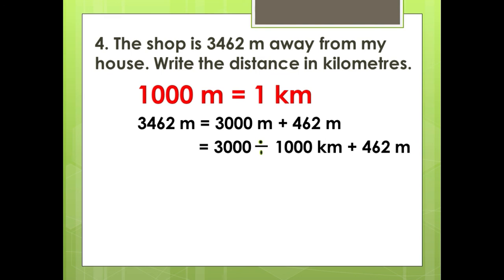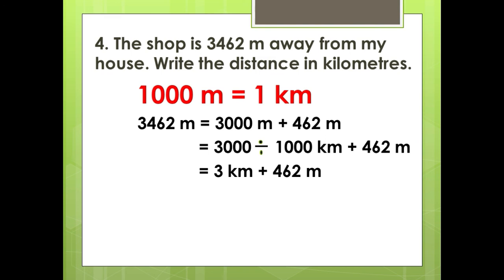See here why we are dividing by 1000? Because 1000 meter equals 1 kilometer. So only we are dividing by 1000. So 3000 divided by 1000 is 3 kilometers. So 3 kilometers plus this 462 meters that came as it is. So 3 kilometers plus 462 meters.